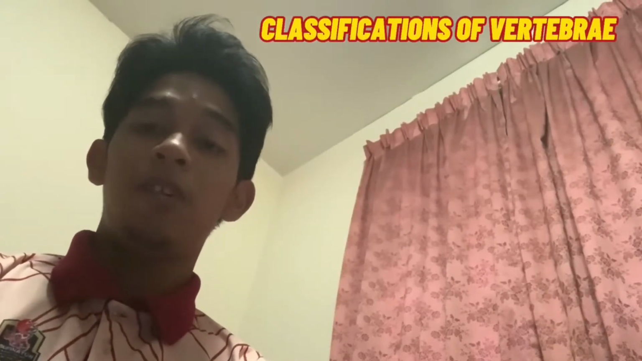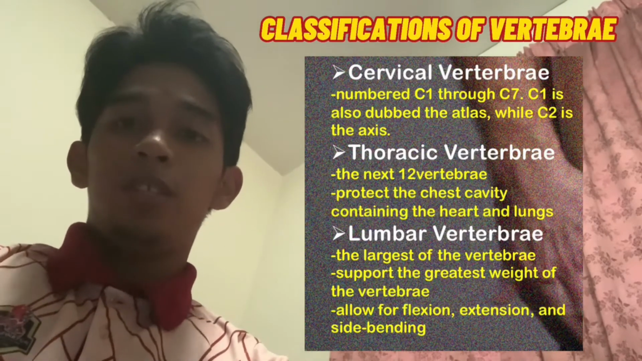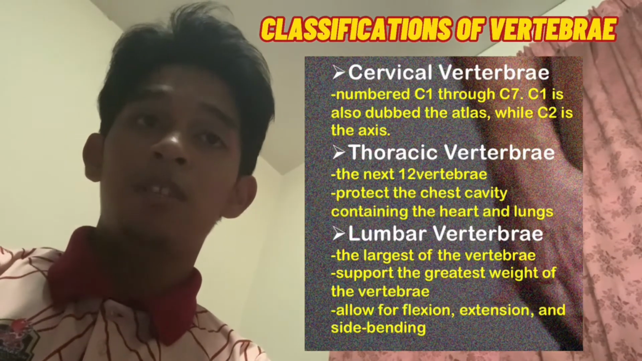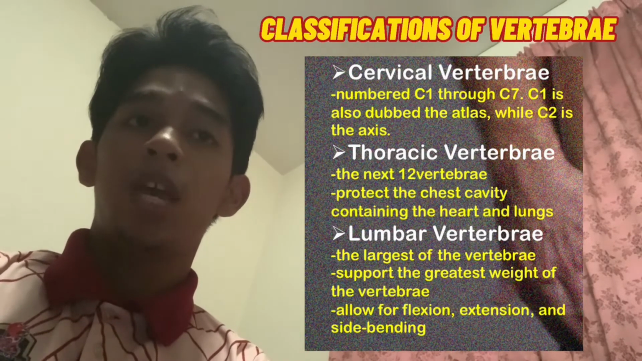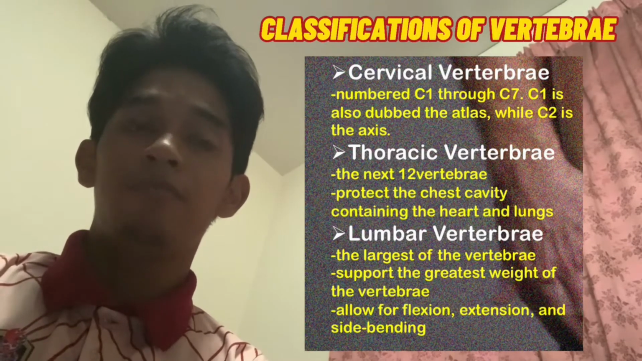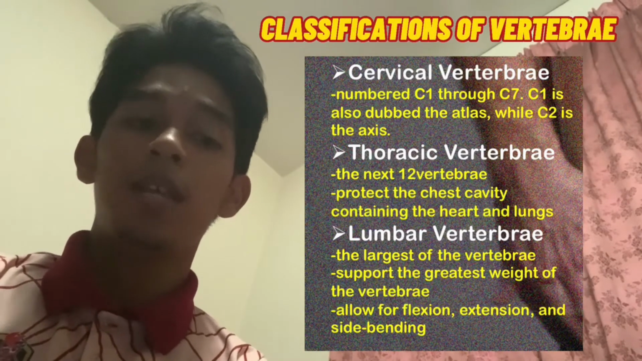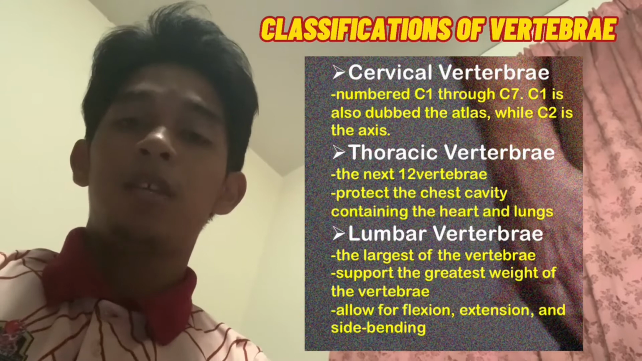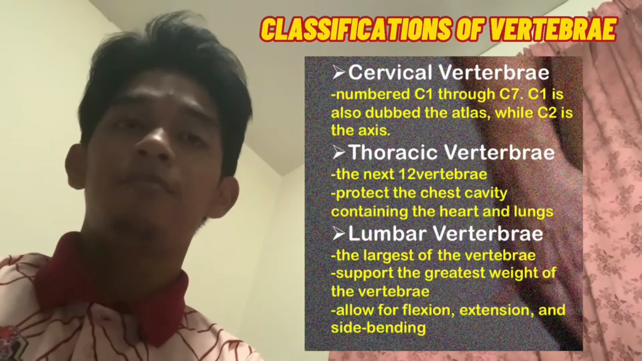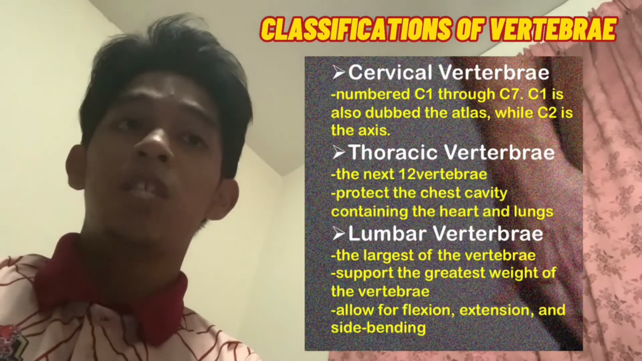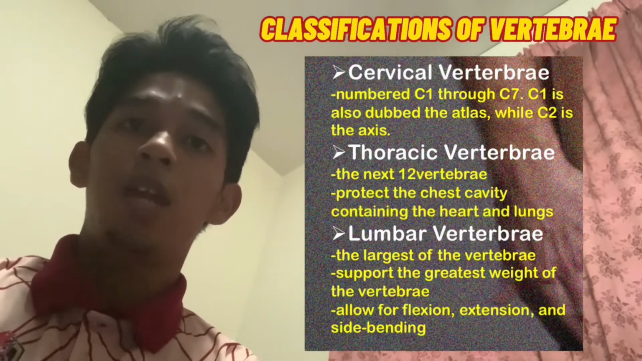Next, the classification of vertebra. First, cervical vertebra. The vertebral column starts with the cervical vertebra. There are 7 of these, and they are numbered C1 through C7. C1 is also known as the atlas, while C2 is the axis. Second, thoracic vertebra. The thoracic vertebrae are the next 12 vertebrae, moving down the body. They articulate with the ribs, helping to protect the chest cavity containing the heart and lungs.